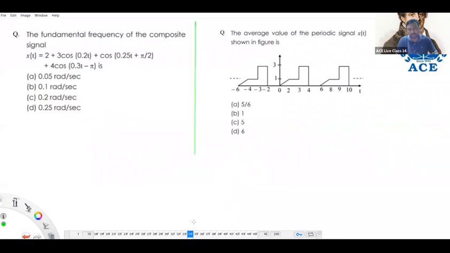This funny question every fellow can answer. What is the fundamental frequency of the composite signal? Multiple cosine functions are added. We want the fundamental frequency. Simply take GCD. Take GCD and tell me the result.